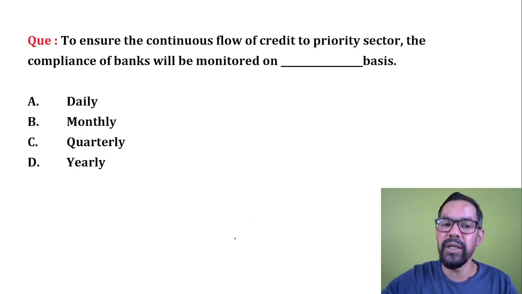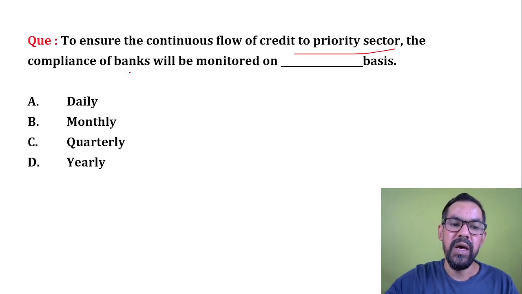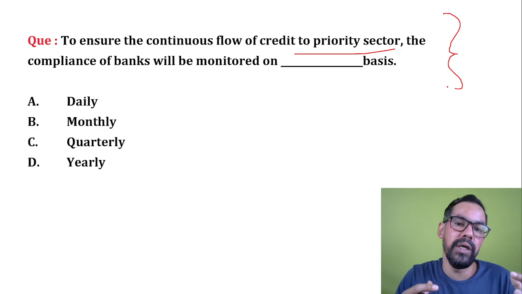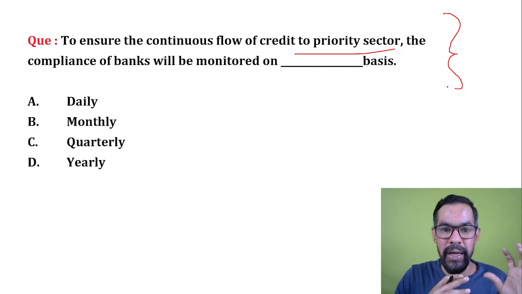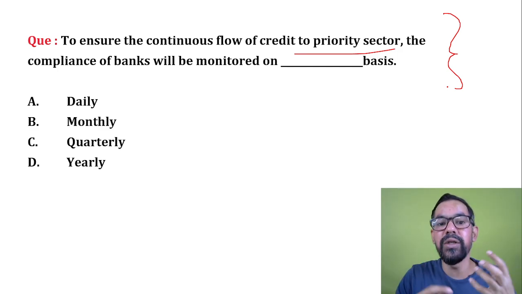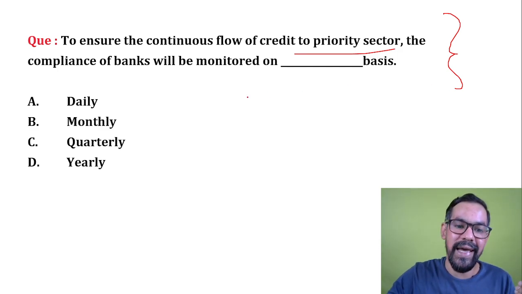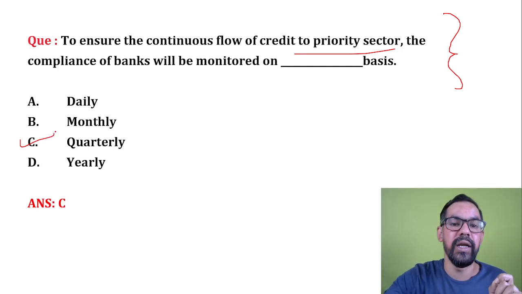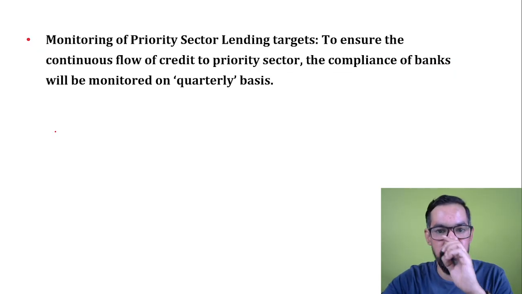Next one, to ensure the continuous flow of credit to the priority sector, the compliance of a bank will be monitored on which basis? This question is generally based on the reporting cycle of PSL. Every bank has to lend in the priority sector. So how are they lending, are they going to achieve their target or are they missing their target? They have to report to RBI on a quarterly basis. So what will be your correct answer? Every 3 months, which means quarterly. Okay, so again please do remember this one.